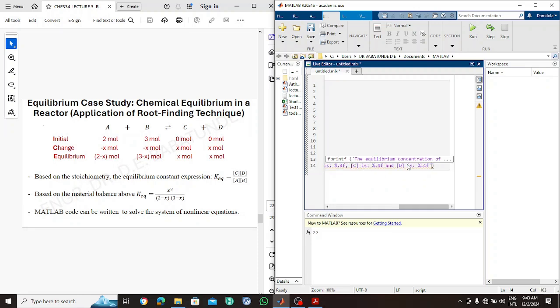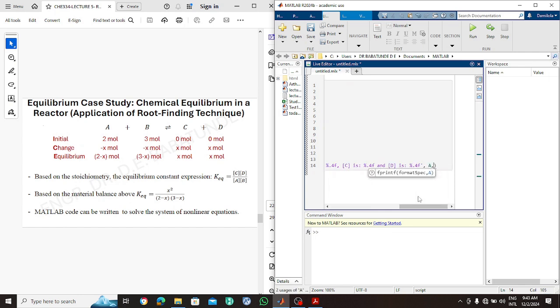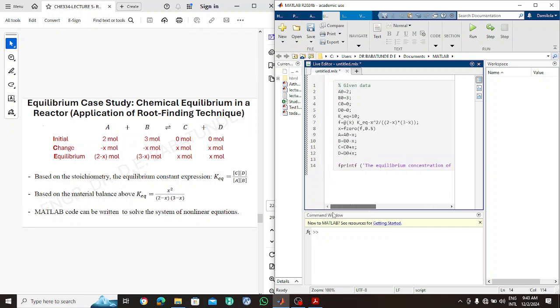So the same order that I mentioned the variables, that's the same order that I will pass in the variables. So I have A, B, C, D. So let me move to the next line after printing. So we can run it and see what the solution is.